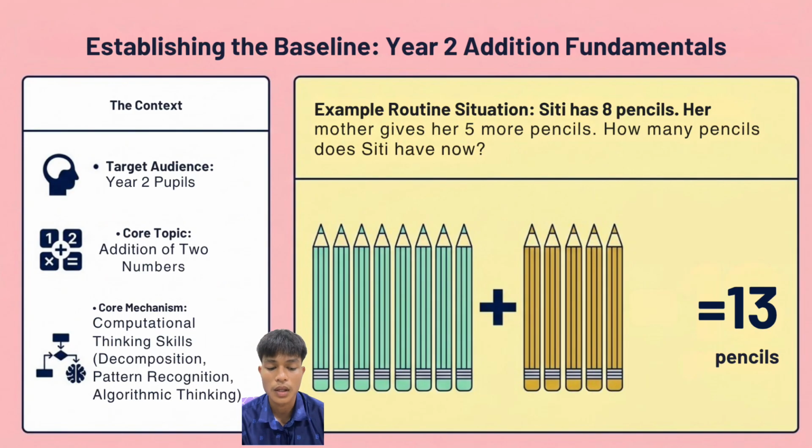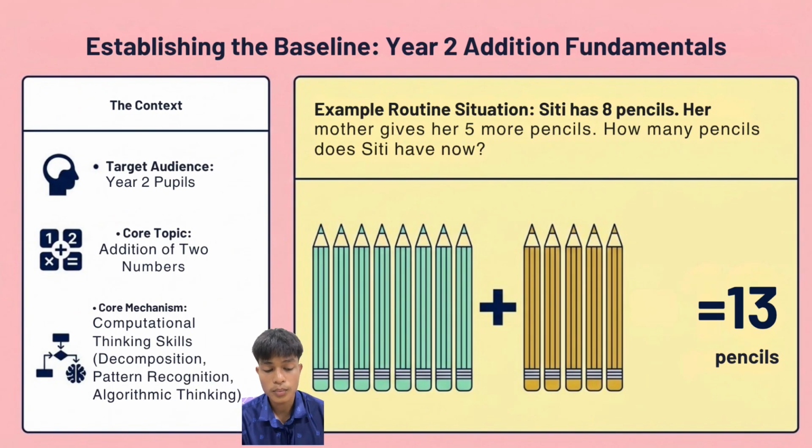For example, Siti has 8 pencils. Her mother gives her 5 more pencils. How many pencils does Siti have now? For this question, pupils only need to calculate 8 plus 5, which equals 13. This is called a routine question because pupils know what operation to use immediately.